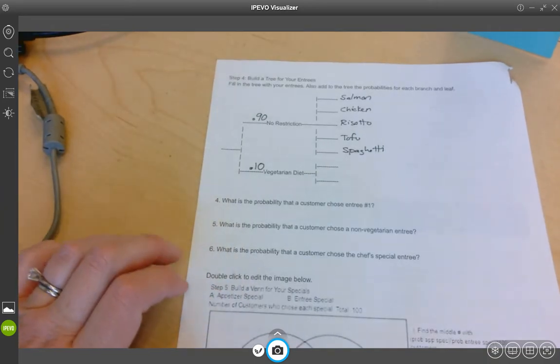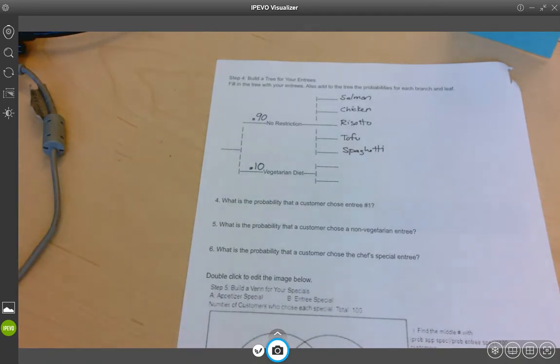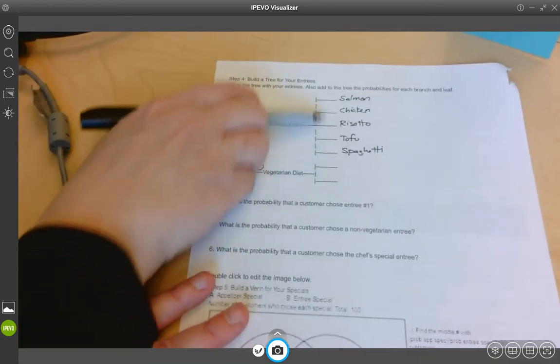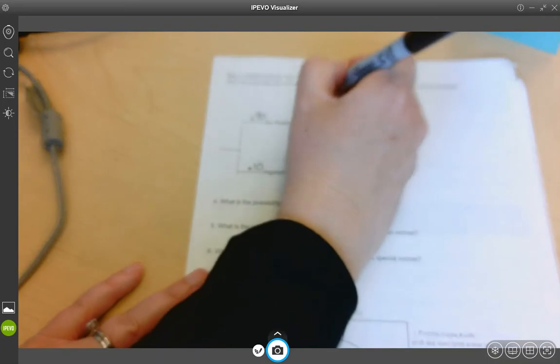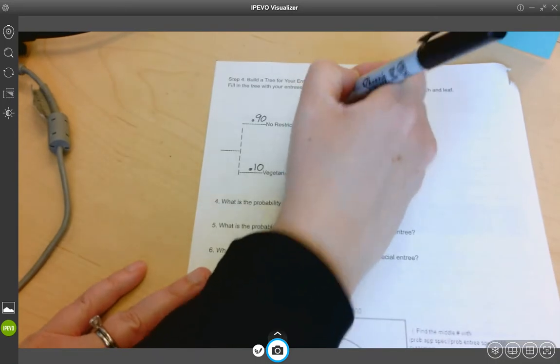So if there are 5 things they could have, what's the probability that they're going to pick any one of those 5? If there was one thing, it would be 100% probability, but there's 5 things, so we have to split it up. What do we get if we divide 100% by 5? 20. So we have a 20% chance that we'll pick any of these. If we have no restrictions, we're saying that people are equally likely to choose any of these.